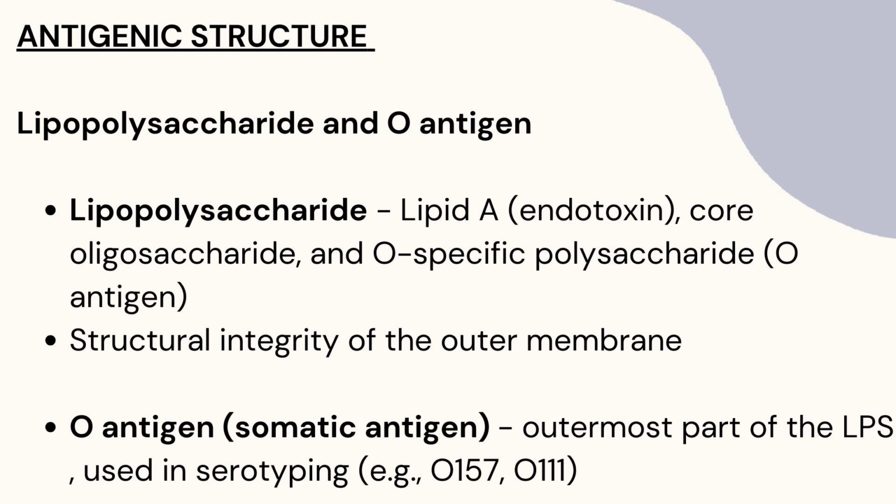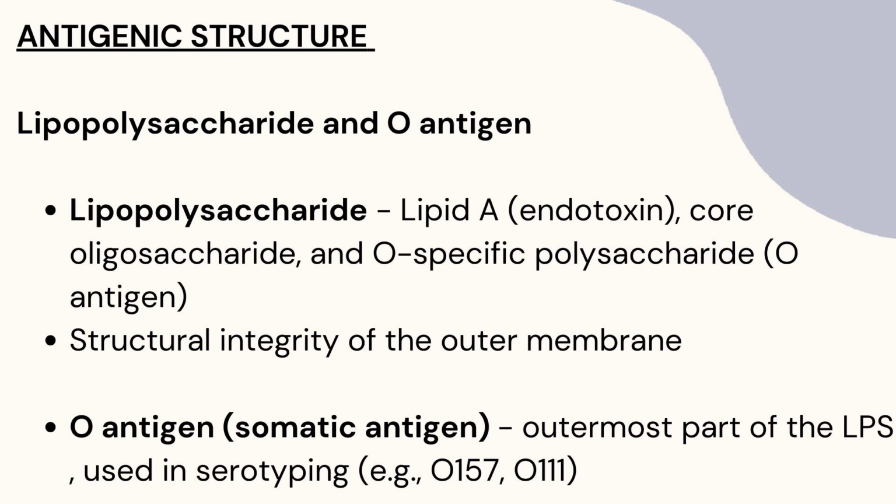Antigenic structure. The key components of the antigenic structure of E. coli are lipopolysaccharide and O antigen, capsular antigen, flagellar antigen, and fimbrial antigen. Lipopolysaccharide is a major component of the outer membrane of gram-negative bacteria like E. coli. It consists of three parts: lipid A or endotoxin, core oligosaccharide, and O-specific polysaccharide or O antigen. Lipopolysaccharide contributes to the structural integrity of the outer membrane and thereby serves as a barrier against host defenses.